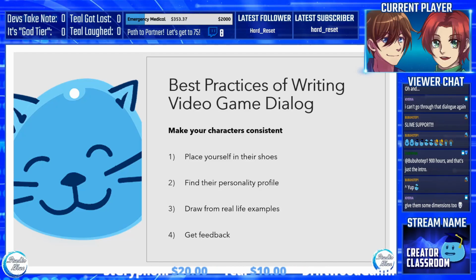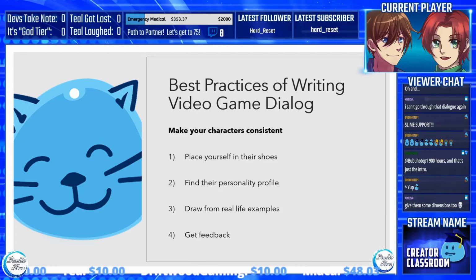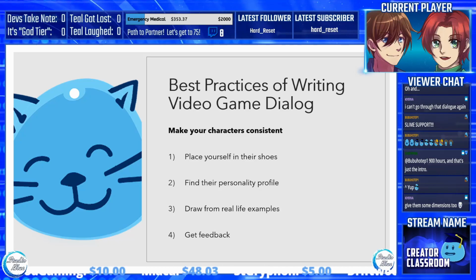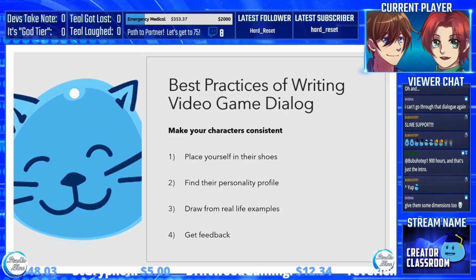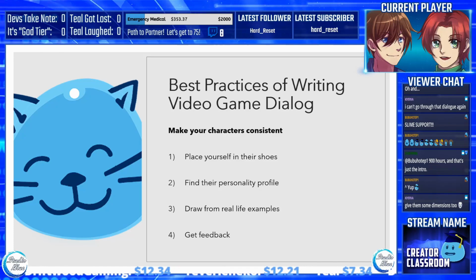Interestingly enough, we did actually do astrological signs and Myers-Briggs for both Rose and Heart sisters. So we actually know their personalities pretty well. IKEA says give them some dimensions too. Yes, it does give them dimensions.